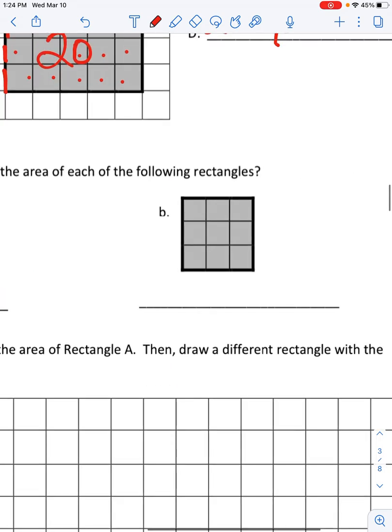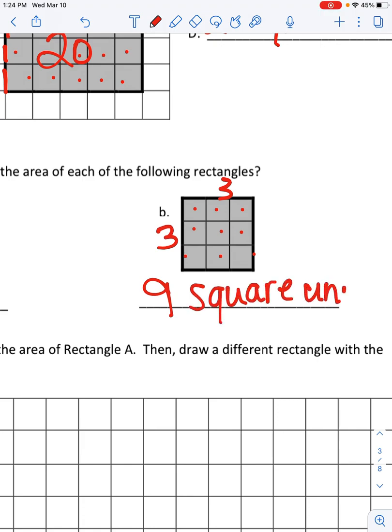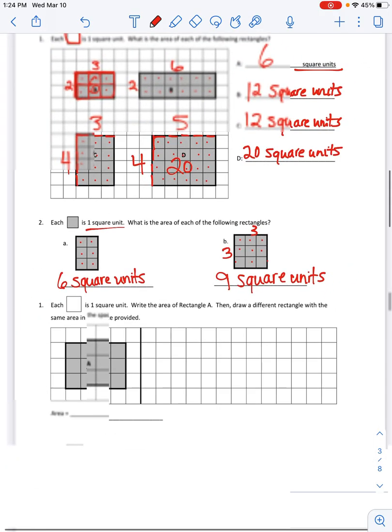Letter B, again, I can just count the squares. 1, 2, 3, 4, 5, 6, 7, 8, 9. Or I could have said 3 groups of 3. 3 times 3 is 9. So 9 square units. I need to write square units.